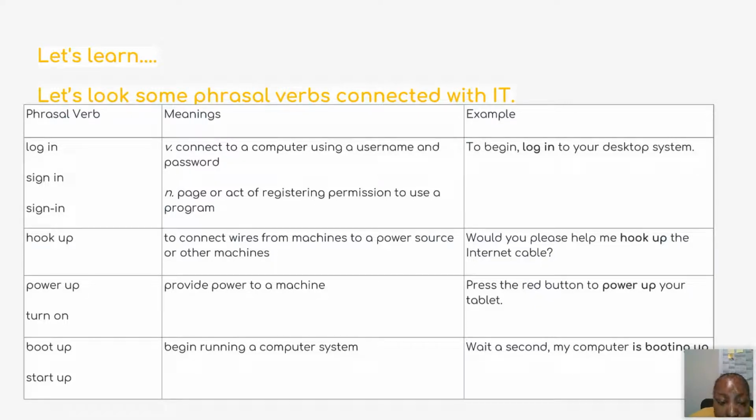Okay? The next one is hook up. This means to connect wires from machines to a power source or other machines. Would you please help me hook up the internet cable? The next one is power up or turn on. This is to provide power to a machine. Press the red button to power up your tablet.